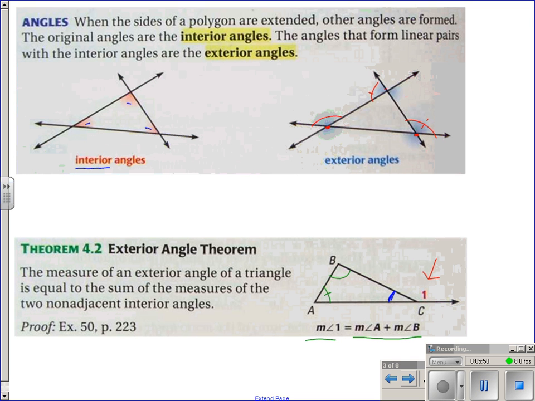You're going to hear me use this terminology. Instead of non-adjacent interior, sometimes I use remote interior. Okay. If you think about just like nature kind of stuff, when you say something is remote, that means it's way out there, it's far away. So if we're looking at angle 1 as the exterior angle, angles A and B are the angles in the triangle that are far away from it.